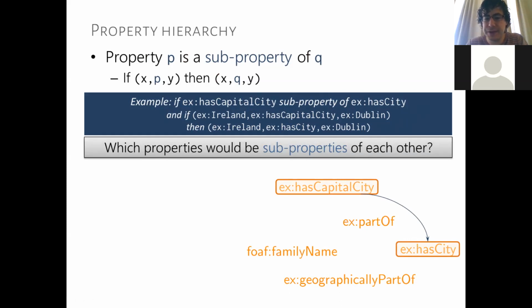Any other ones? So we could say maybe that has city is a subproperty of geographically part of. Okay. If X has city Y, then X is geographically part of Y. We might say geographically part of is a subproperty of part of. Okay. Any other ones?